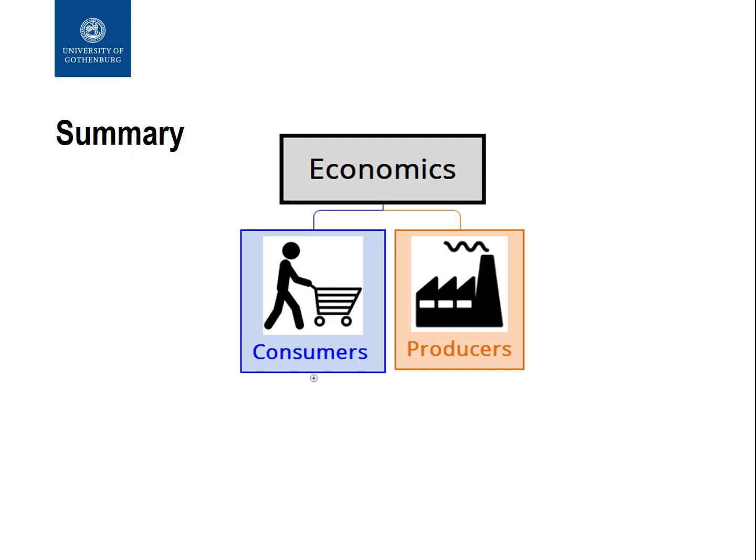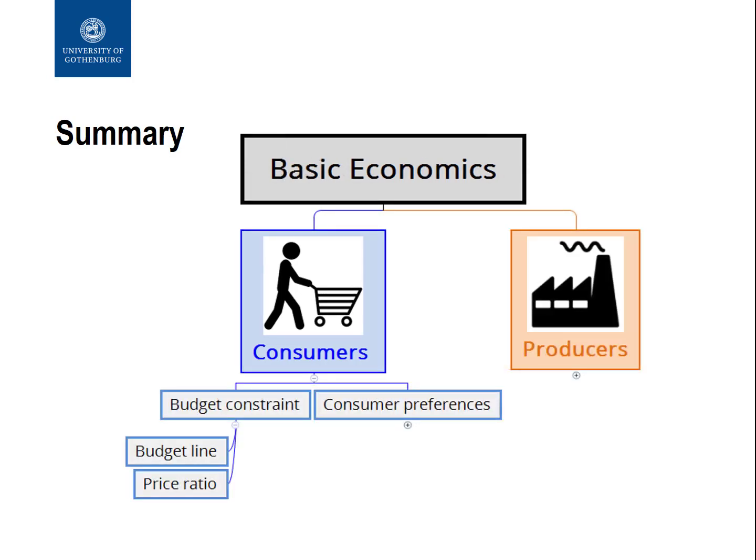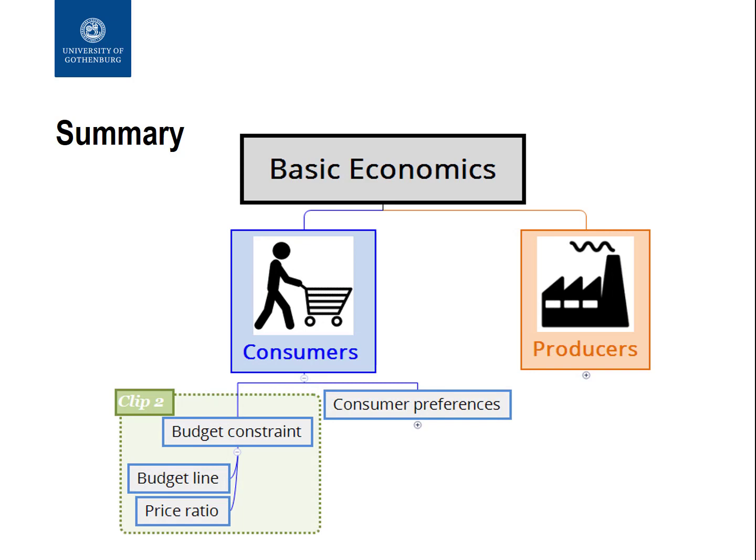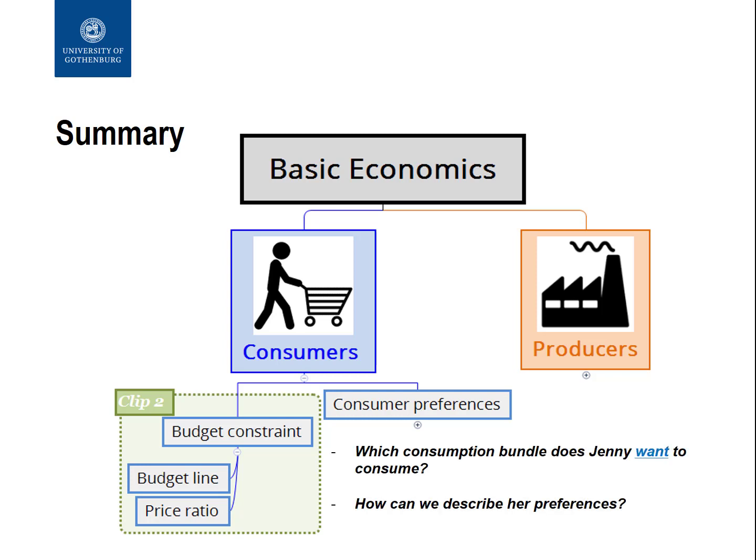To sum up this podcast, we have seen that the 2 agents economists focus on are consumers and producers. We started exploring consumer theory, which relies on 2 main concepts: the budget constraints and consumer preferences. In this first podcast, we went through the budget constraints and we explained what is a budget line and what is the economic interpretation of its slope. In the 2 following podcasts, we will start exploring what consumer preferences are, which boils down to addressing the following 2 questions. Which consumption bundle does Jenny want to consume? And how can we describe her preferences?